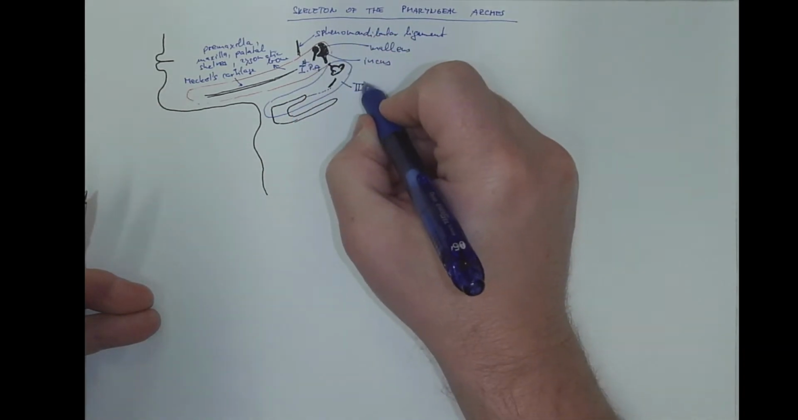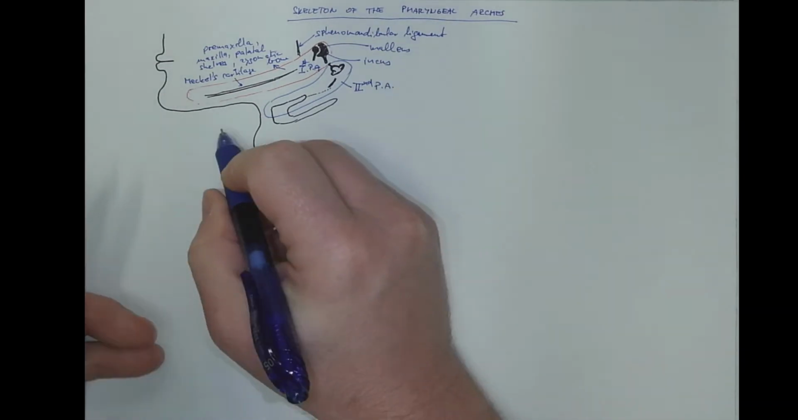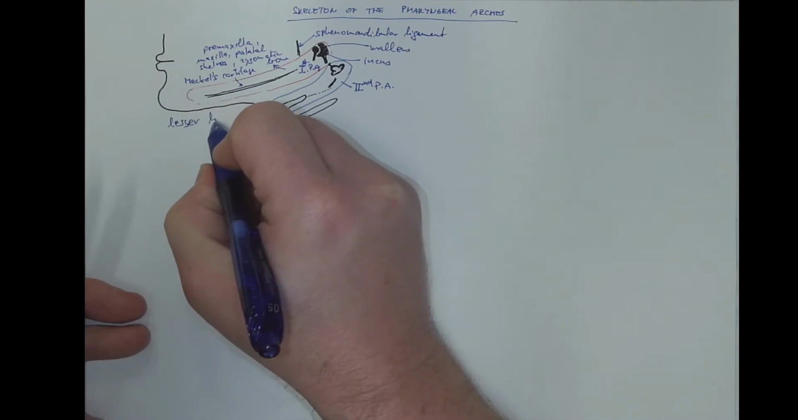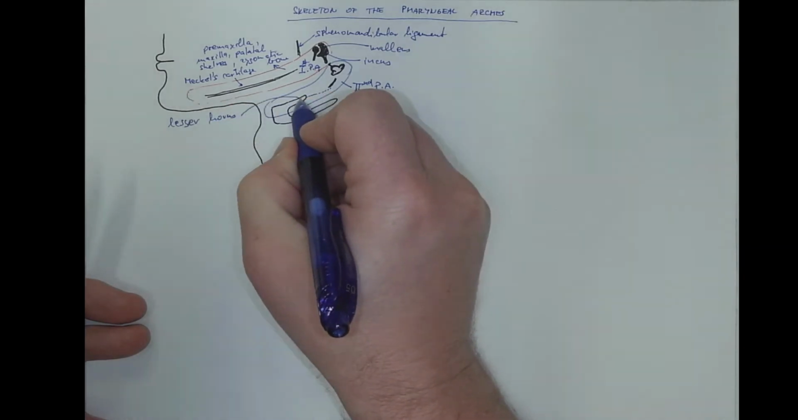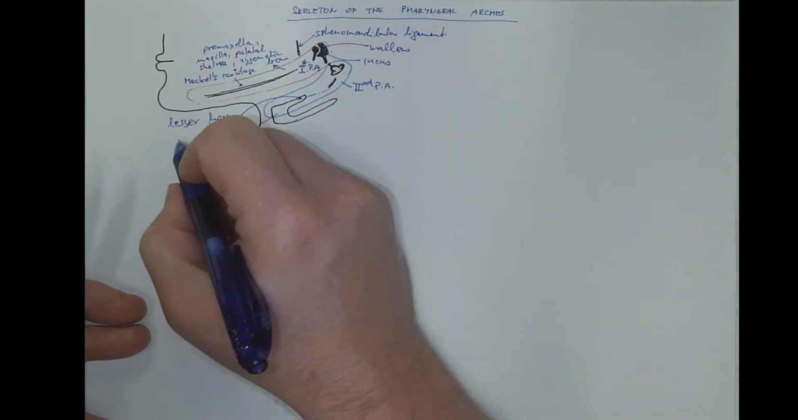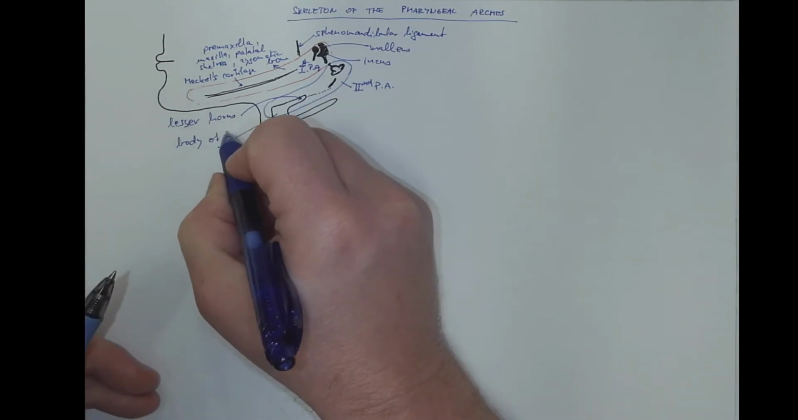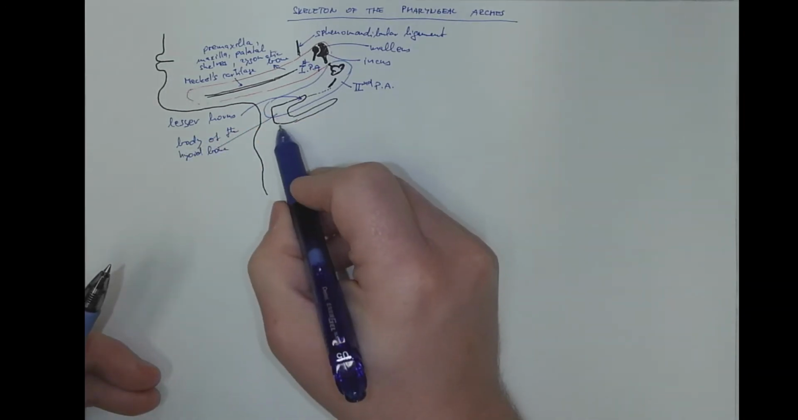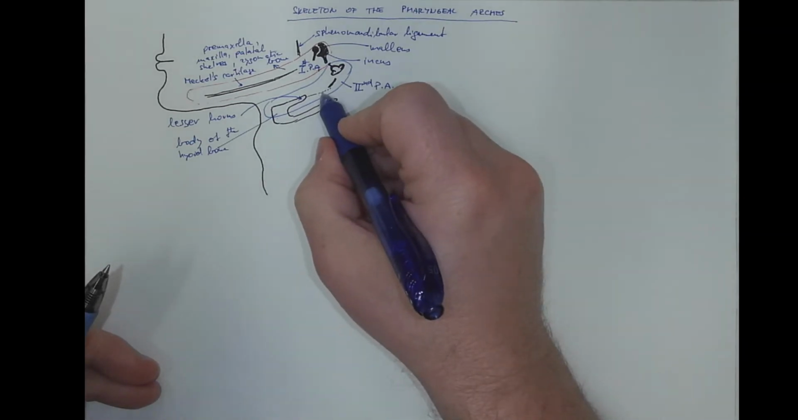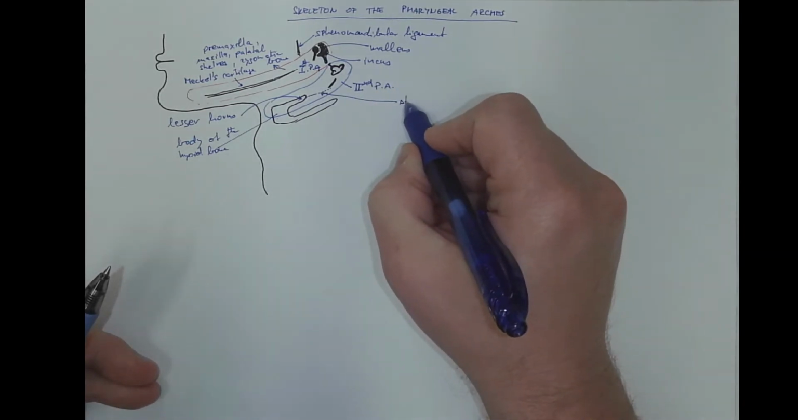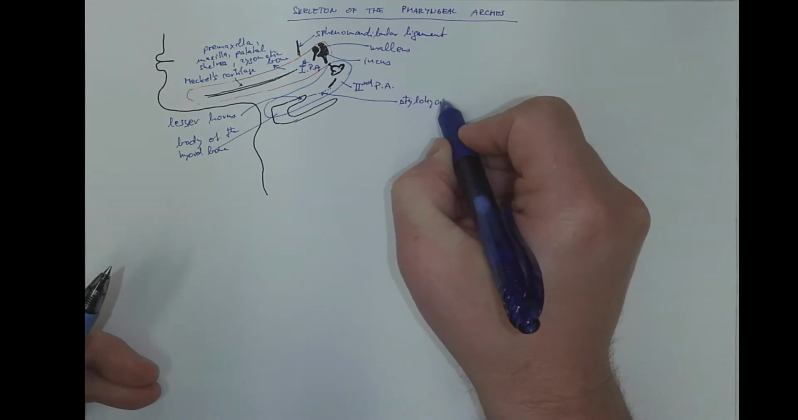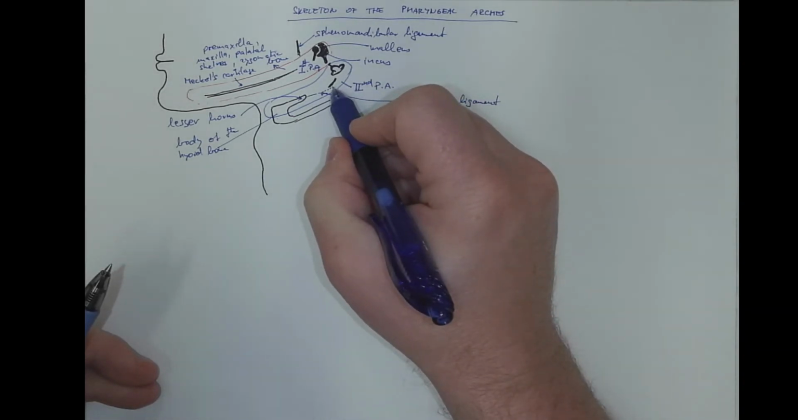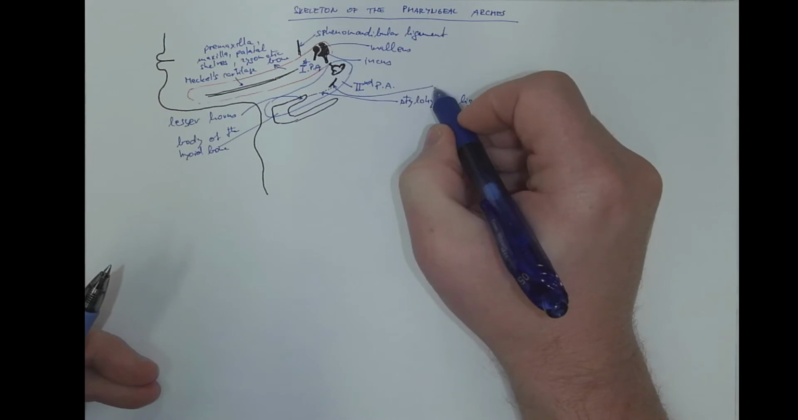The second pharyngeal arch: it's the lesser horns, the upper part of the body of the hyoid, not the lower part, and the stylohyoid ligament, and the styloid process.